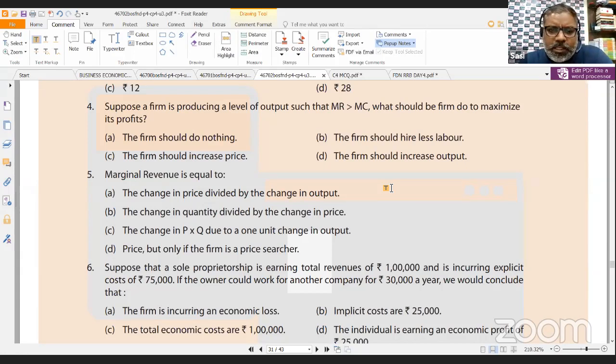Business cycles, Harleen was asking. Business cycles were already covered in the first session, which is already uploaded to YouTube. You can check that.